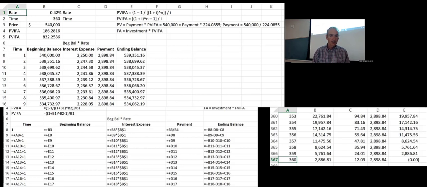How many months do we need to go down? We start from month 1. What should be our last month? 360, right? So here I do plus that month plus 1, and I need to copy that down about 360 rows. We're going to go way down here.